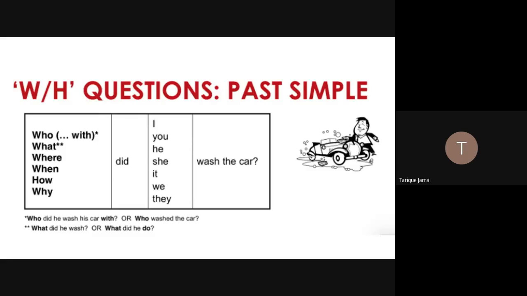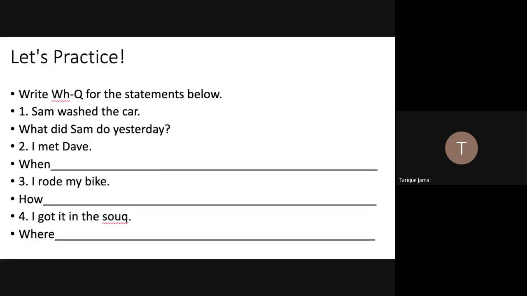Alright, let's move on. Write WH questions for the statements below. Sam washed the car. What did Sam do yesterday? Sam washed the car.